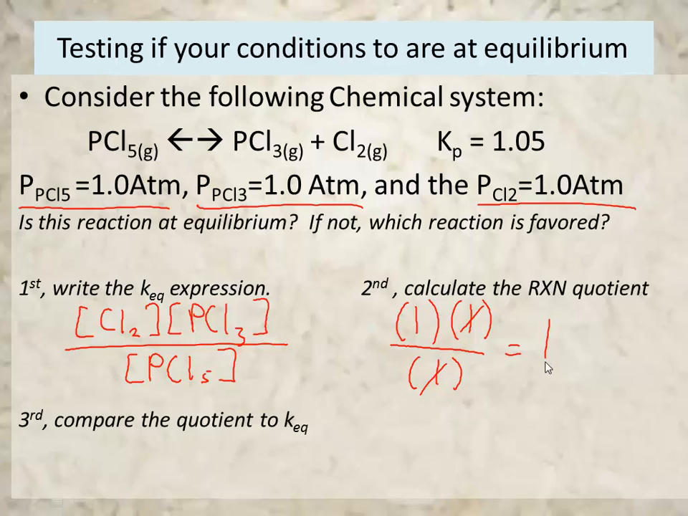So let's figure out what's happening here. Let's compare this to my Kp up here. Listen up, guys. Let's call this Q for our conditions. Are my conditions too small or too big? Too small. So Q is less than Keq.